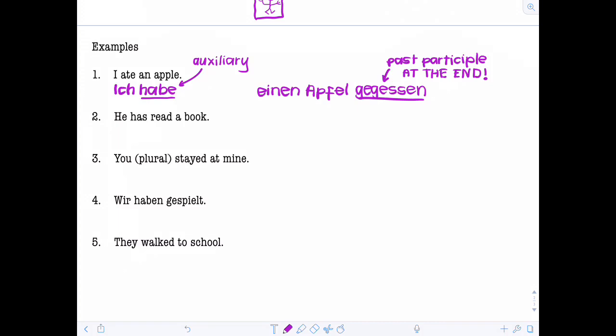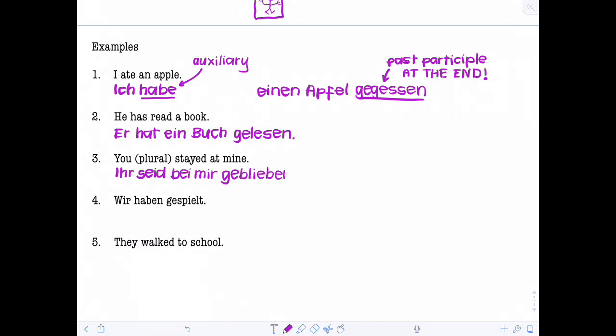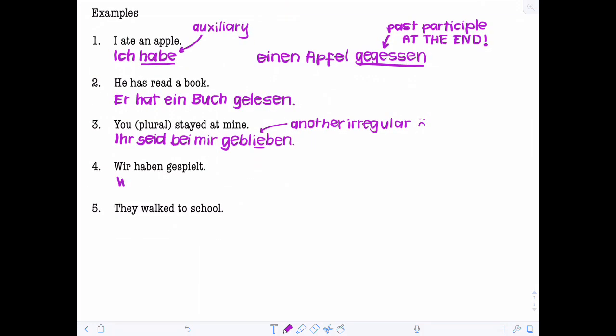Number 2. He has read a book. Er hat ein Buch gelesen. Now, it would be the same if number 2 was "he read a book". There is no difference in German. Number 3. You plural stayed at mine. Ihr seid bei mir geblieben. So, as we mentioned before, this is another irregular, and geblieben goes with sein.